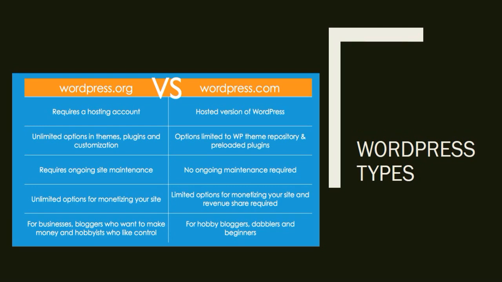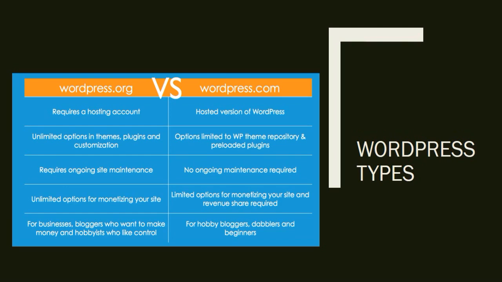Now you can see here the differences between wordpress.org and wordpress.com. Please remember, I am once again repeating the same thing. WordPress is a dynamic web development platform. You install it, you install a theme, and your website is ready. So content is managed in a dynamic way.